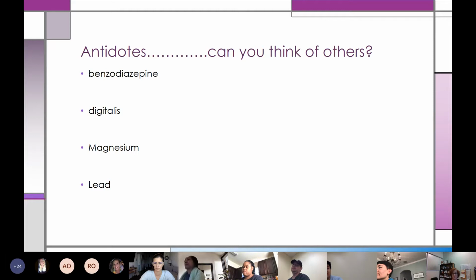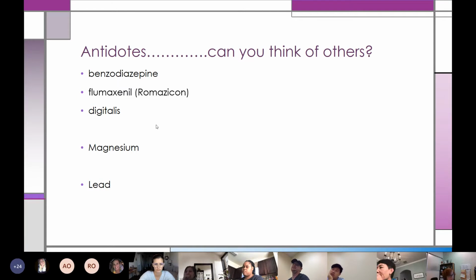Benzodiazepines. What do we give a patient who has a little bit too many benzos? It starts with an F. Yeah, flumazenil. It's known as Romazicon. Okay, so this is important to know.